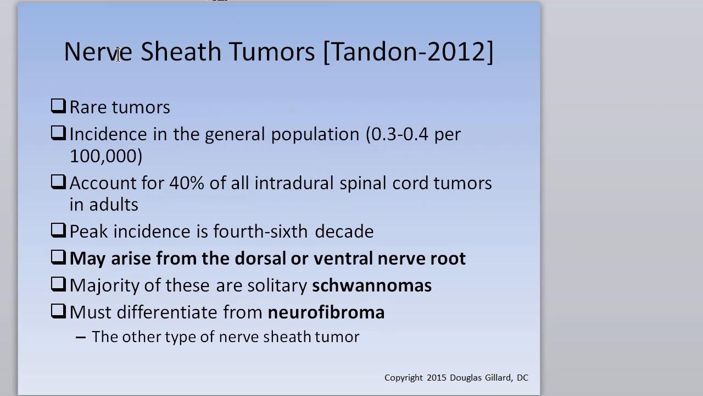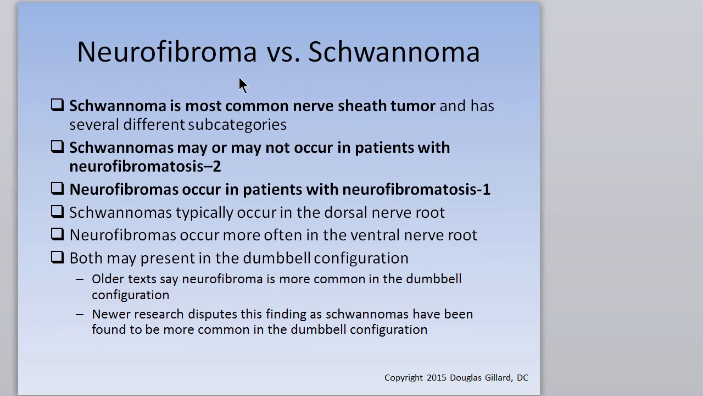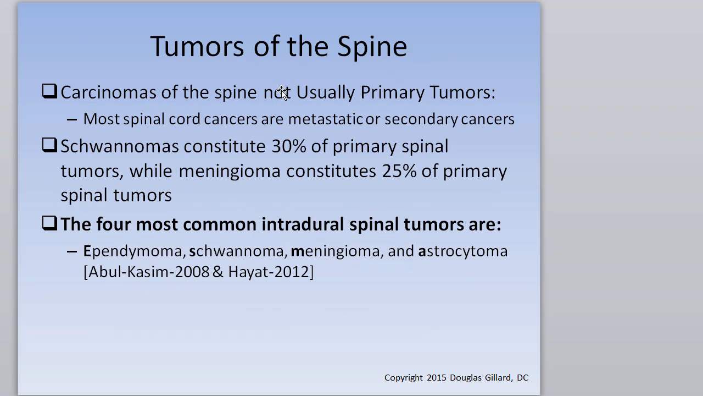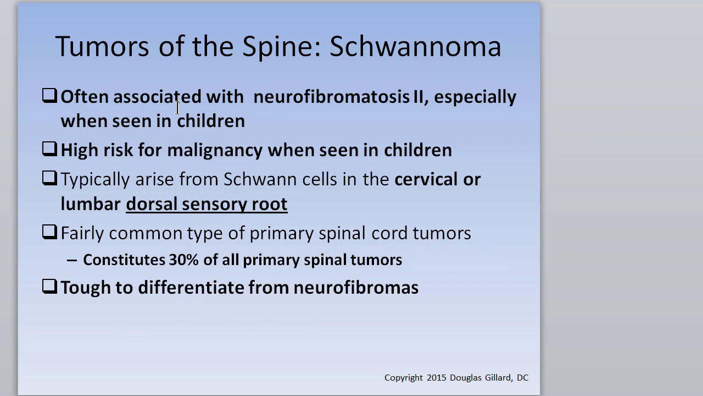You don't have this. I didn't give this to you. This is for next quarter. But you can read through it when you have free time because it's so interesting. And then we try to differentiate between neurofibroma versus schwannoma. You should know neurofibromas are associated with neurofibromatosis too, especially when they're seen in children. And they are a high-risk malignancy if they're seen in children, not in adults. They're usually not cancerous in adults. But if you do see one diagnosed in children, it's high risk for cancer.